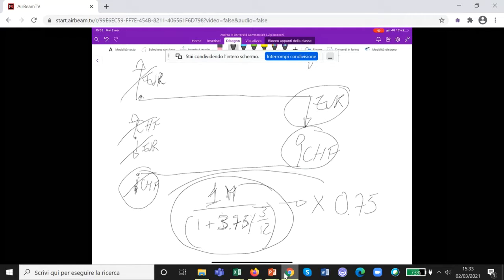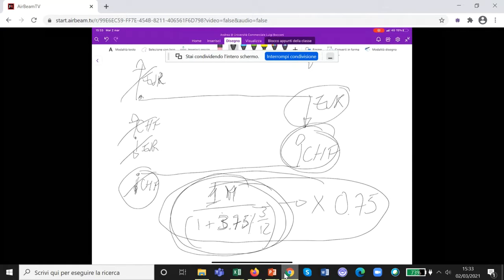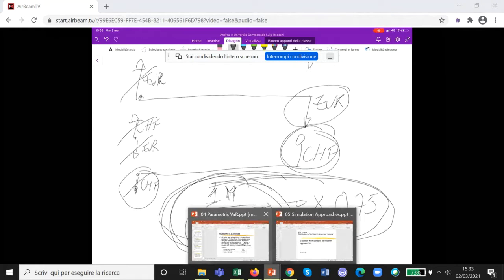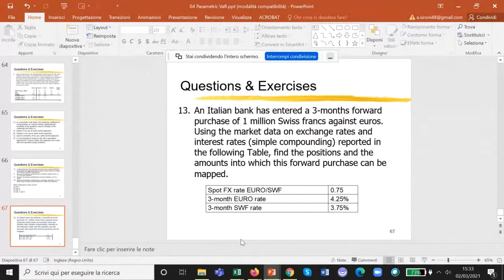0.75. That's the amount of euros you need to borrow today in order to buy this amount of Swiss franc that invested would give you 1 million here. So that's the amount of the Swiss franc purchased today, and it's also the amount of borrowing in euros, okay? Again, you have the solution in your Excel file, okay? Any questions so far?